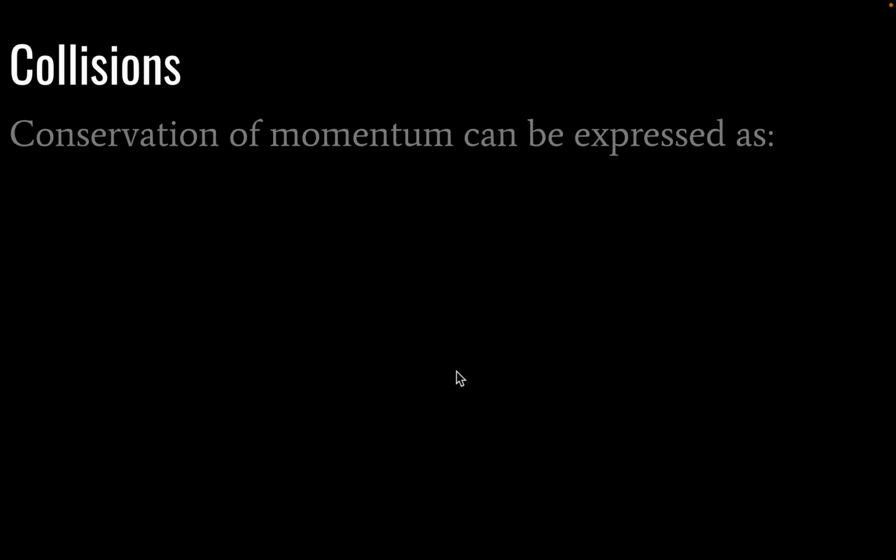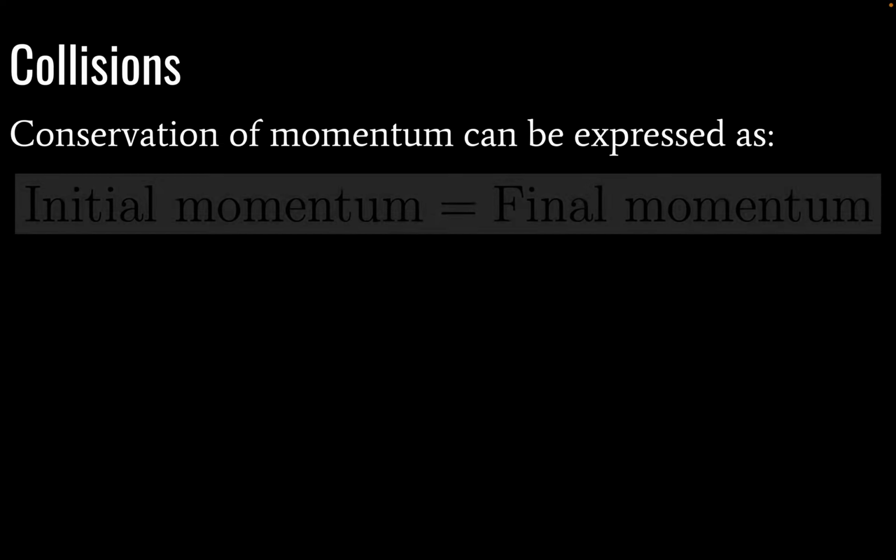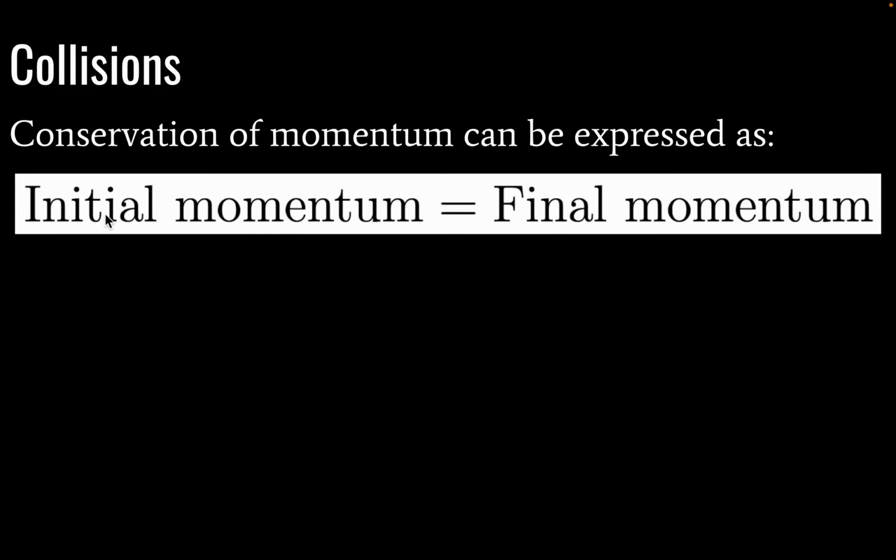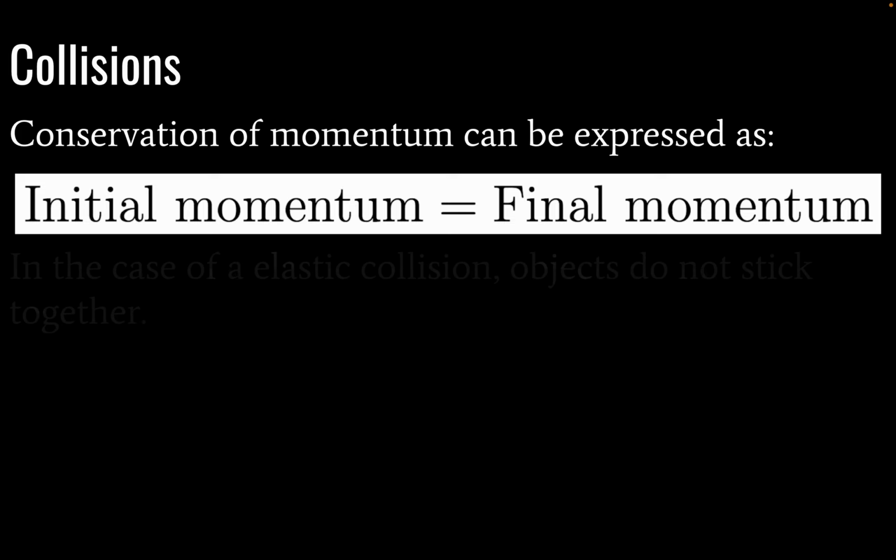So next, conservation of momentum can be expressed as initial momentum being equal to final momentum. And this is typically the case wherever you have conservation of a thing. Your initial conditions will equal your final conditions, and therefore you know that you have a conservation law.